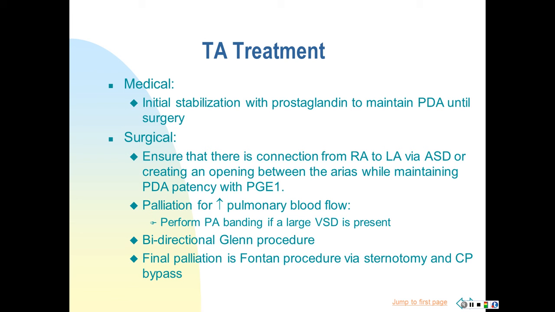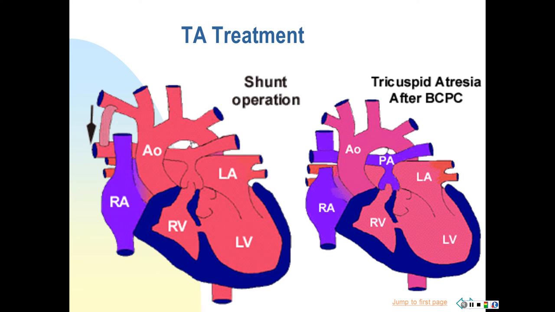Once they go to the OR and they get the BT shunt put in, we can turn off the prostaglandins at that point. They'll come back in a few months for the bidirectional Glenn, and they'll come back in 2 or 3 or 4 years for the final part, which is the Fontan. So on the left is a kid who's got the BT shunt. And on the right, here is a kid who's had the Glenn done.